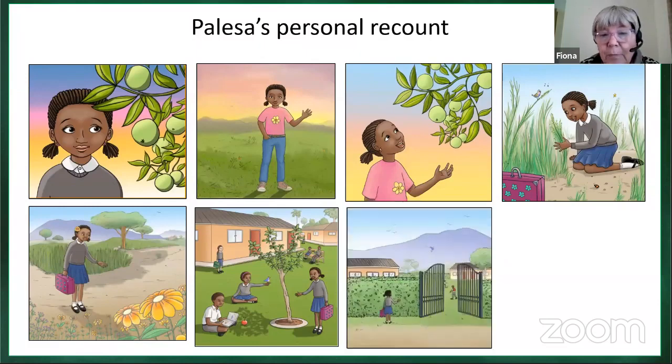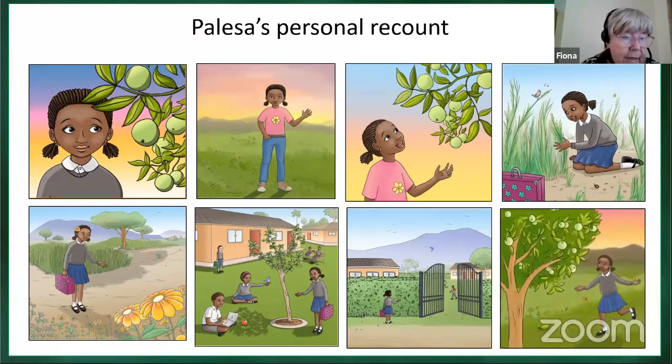Fifth, I spoke to the hedge around the school. I said, please, hedge, grow strong and protect our school from bad people. Sixth, and finally, when I got home, I ran to the orange tree again and I said, do you have a ripe orange for me yet? It was a fun game. So there is Paliso's personal recount.